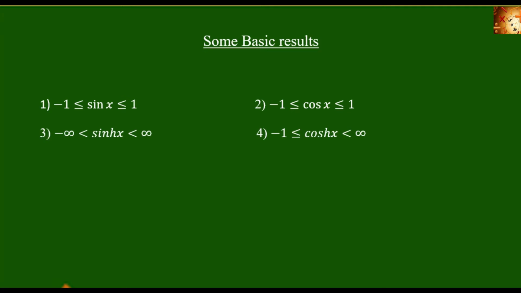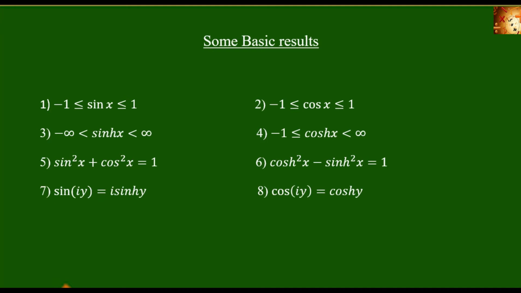Similarly, for hyperbolic sine, minus infinity less than sinh x less than infinity, and 1 less than or equal to cosh x less than infinity. And the identity sin square x plus cos square x is equal to 1. For hyperbolic trigonometric functions, cosh square x minus sinh square x is equal to 1. Sin of iy equal to i sinh y, cos of iy equal to cosh y. These are some basic results.